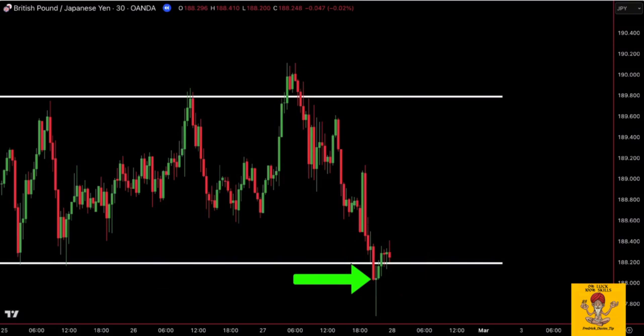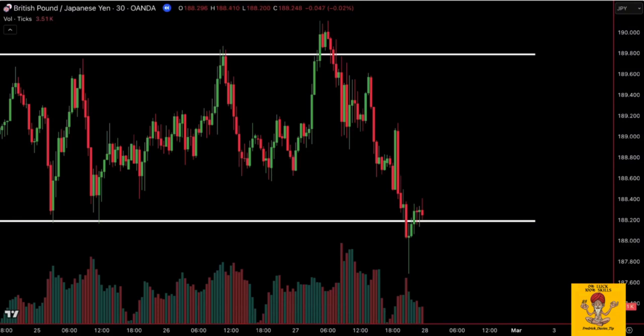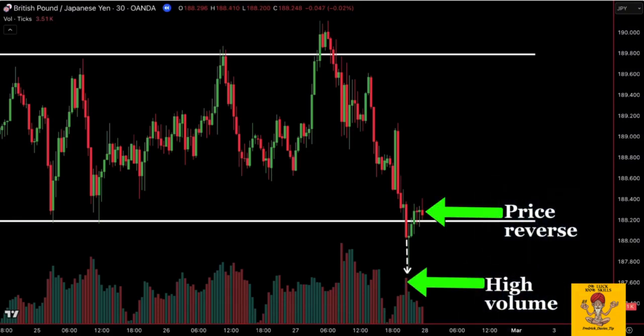So how do you protect yourself? Volume is your filter. If a large candle forms on high volume but price quickly reverses, that's a strong sign it was a trap. Smart money used the volume spike to grab liquidity. If it forms on low volume, it might signal weak conviction, and the breakout probably won't last.